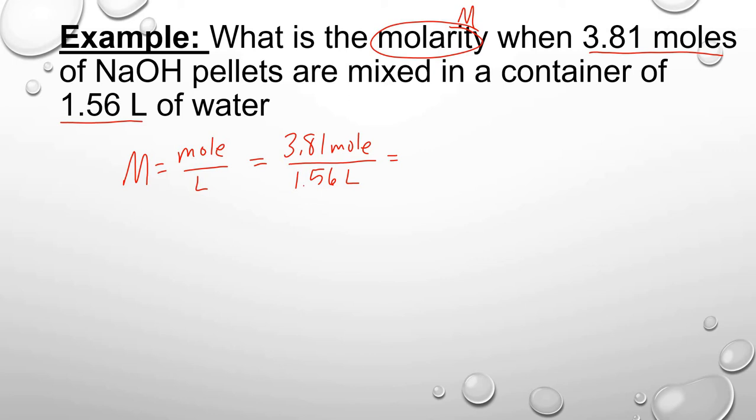What do I end up with? Three significant figures. 2.44, good. And we would label it capital M and then NaOH. So I not only tell the concentration, but I tell of what. So you've got to have both labels on it. All right, you okay so far?